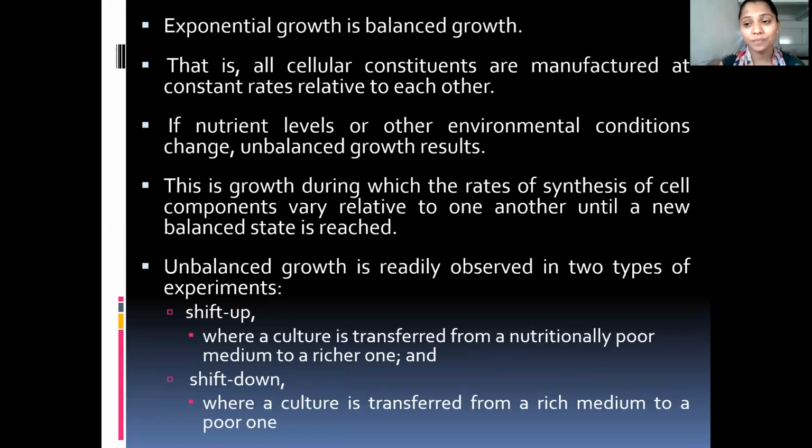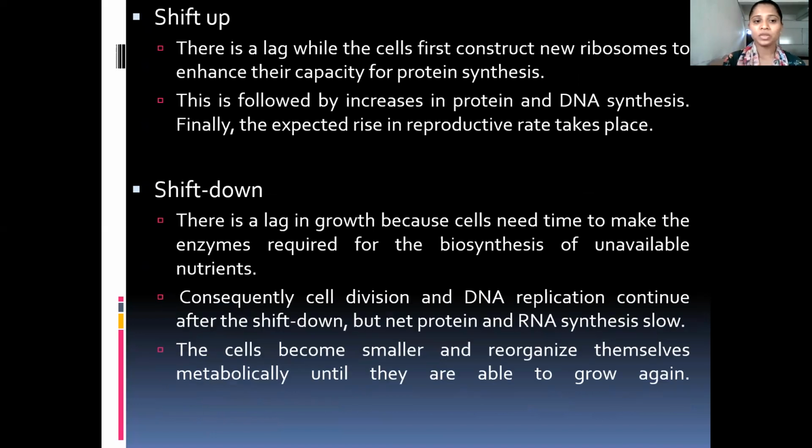First one is the shift up, and the second one is the shift down. In the shift up, a culture is transferred from a nutritionally poor medium to a rich one. In the shift down, a culture is transferred from a rich medium to a poor one. So, in the shift up, there is a lag while the cells first construct new ribosomes to enhance their capacity for protein synthesis. This is followed by an increase in protein and DNA synthesis. Finally, the expected rise in the reproductive rate takes place.